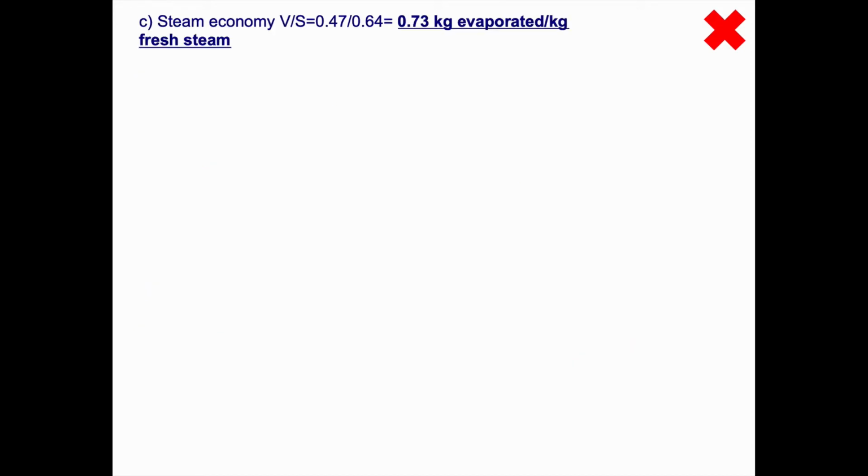We go on to the next question. The steam economy, that's simple now. We just take V divided by S, and we get 0.73 kilogram evaporated per kilogram of fresh steam.